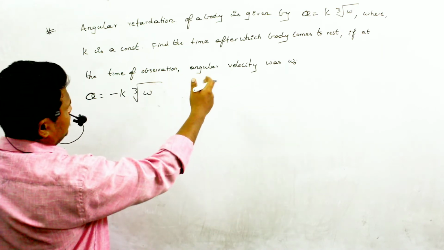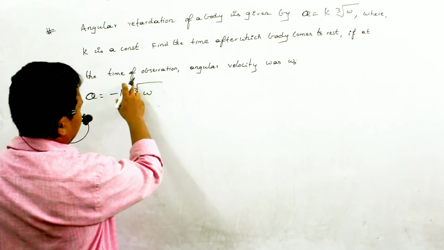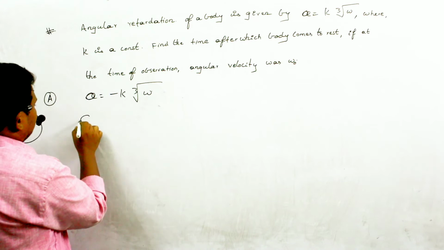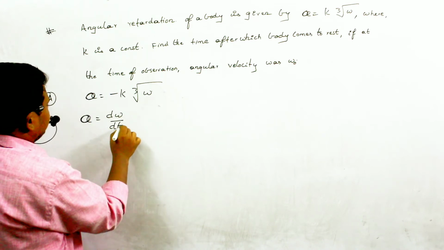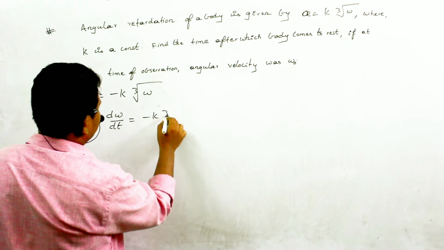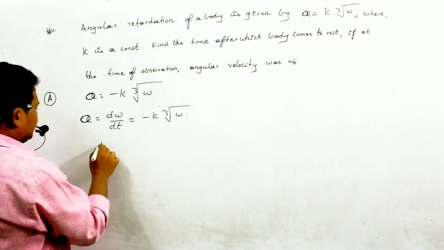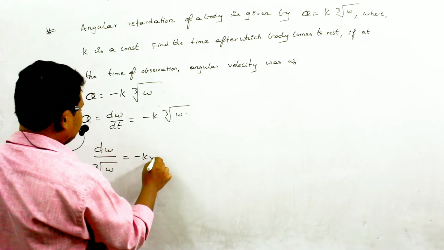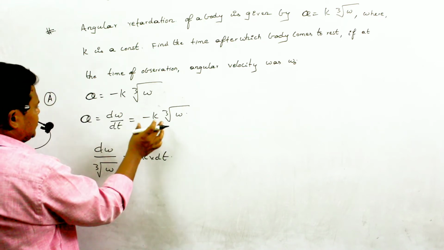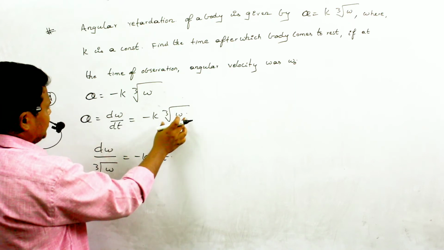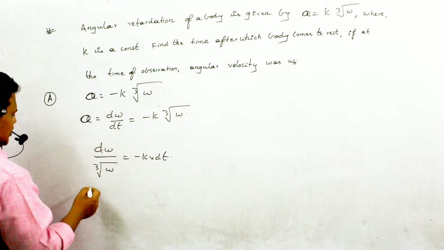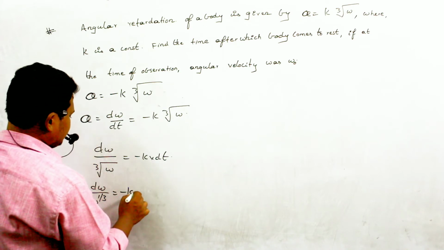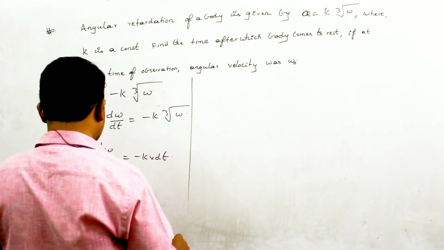We are supposed to find the time after which this body will come to rest, if at t equals 0, that is at the time of observation, the angular velocity was omega naught. We know that alpha equals d omega divided by dt, and this equals minus k into cube root of omega. Therefore I can write d omega divided by cube root of omega equals minus k into dt. I am writing this because to integrate with respect to omega, d omega and cube root of omega should be on the same side. Now this I can write as d omega divided by omega power 1 by 3 equals minus k into dt.